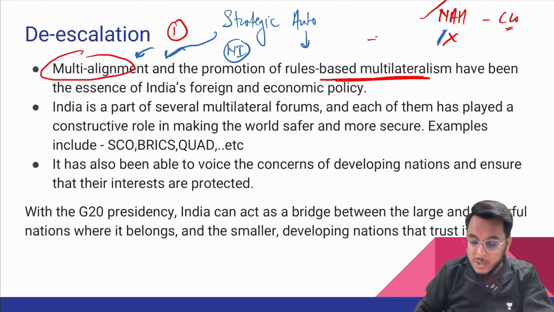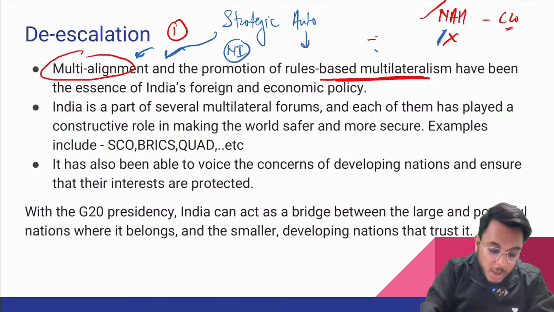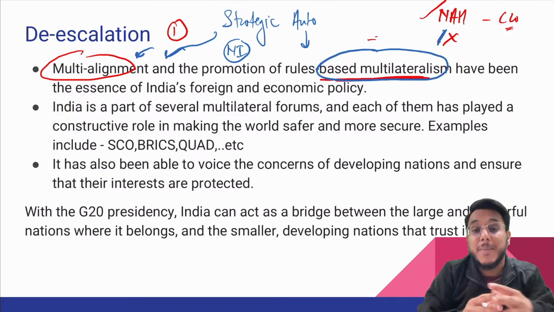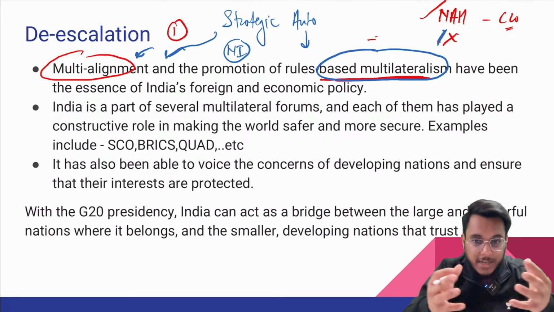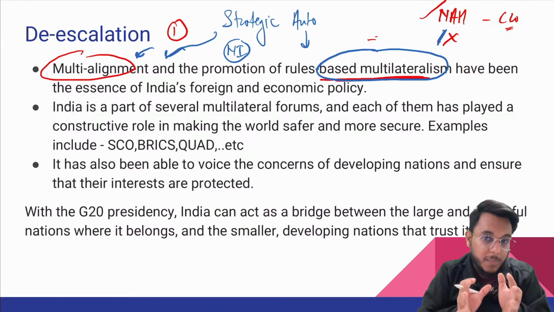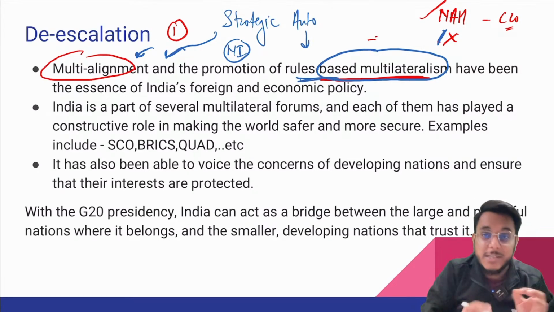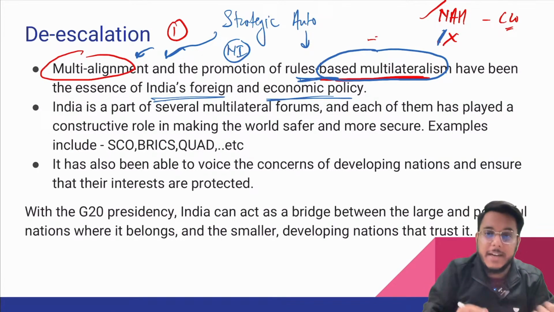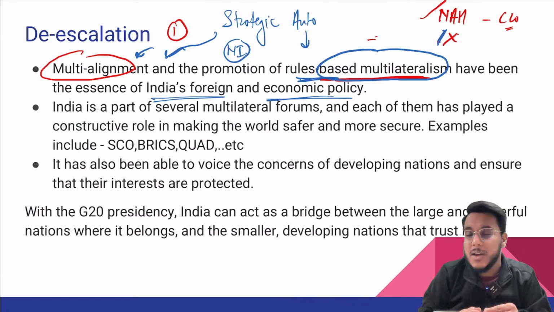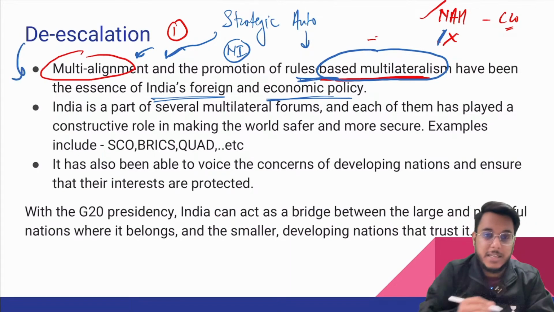Moreover, India always talks about the promotion of rule-based multilateralism. Multilateralism is an order where different countries come together for a common purpose, and it needs to be based on certain rules. This has been the essence of India's foreign policy and economic policy, and because of that, all the countries appreciate India, and therefore India can help in de-escalation.